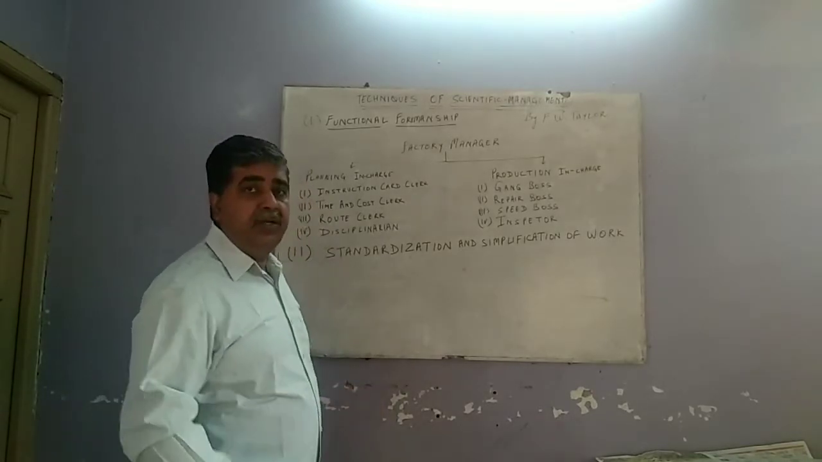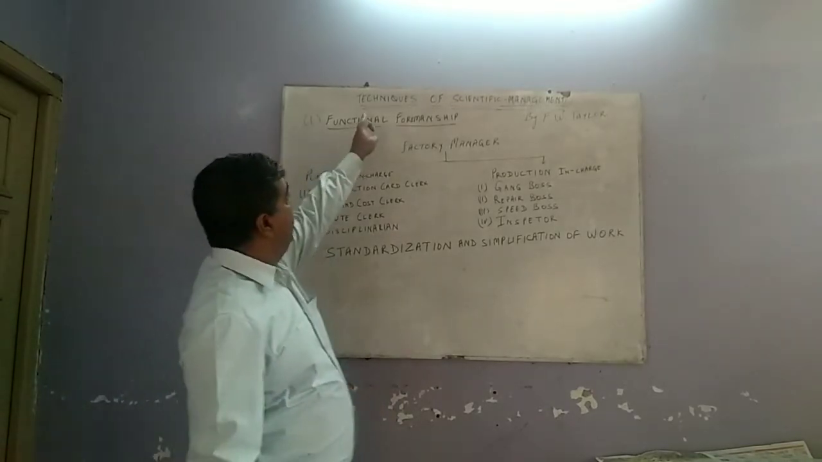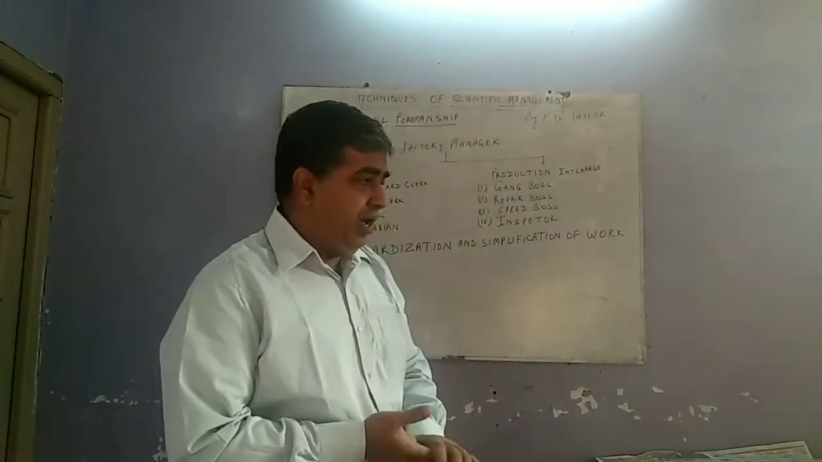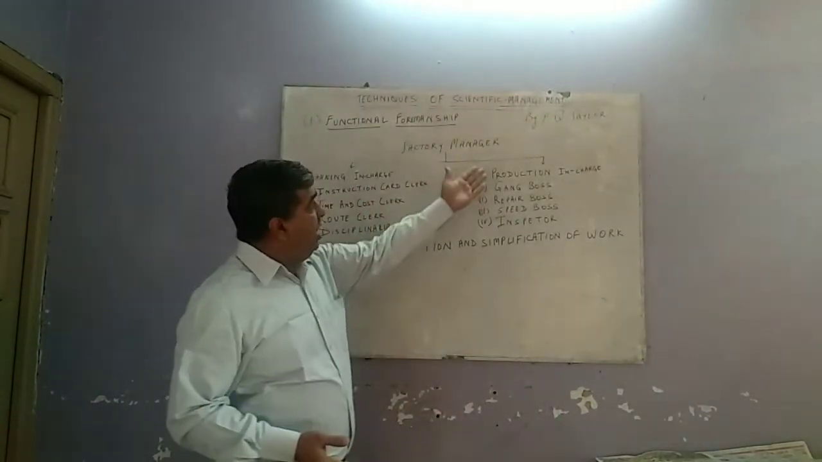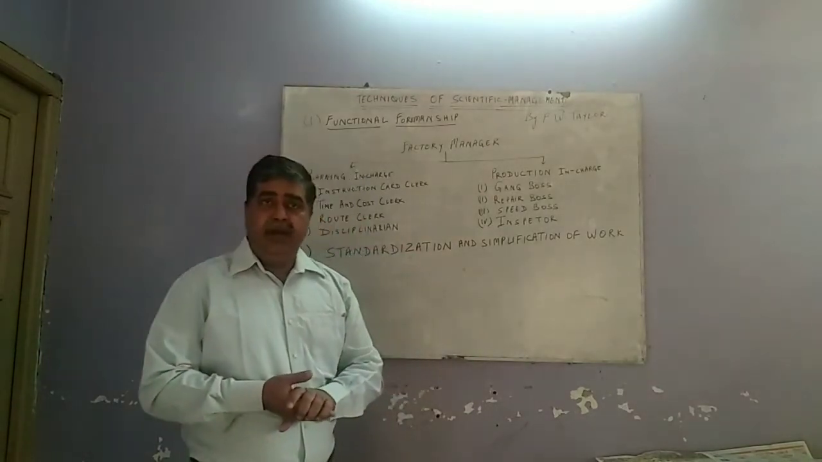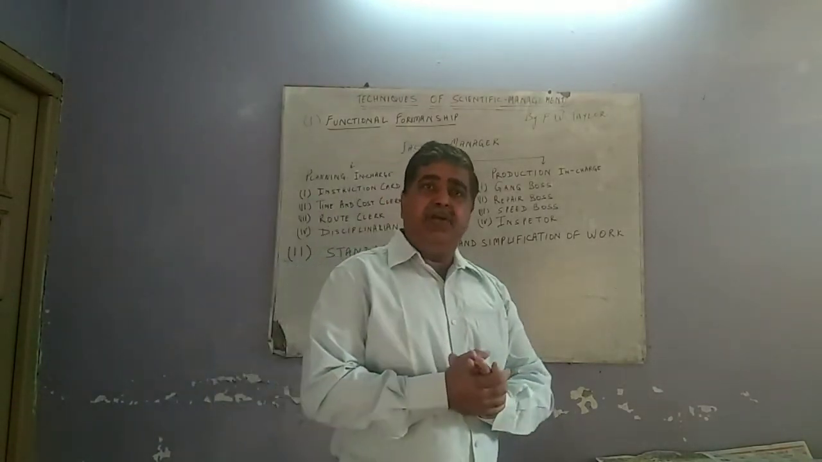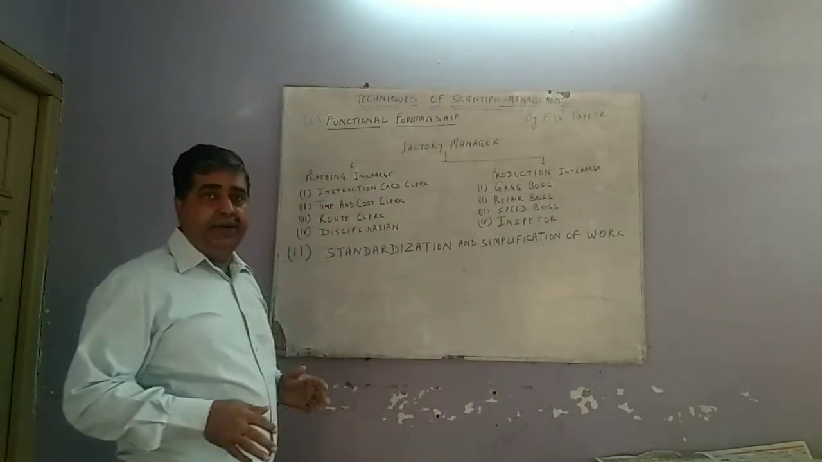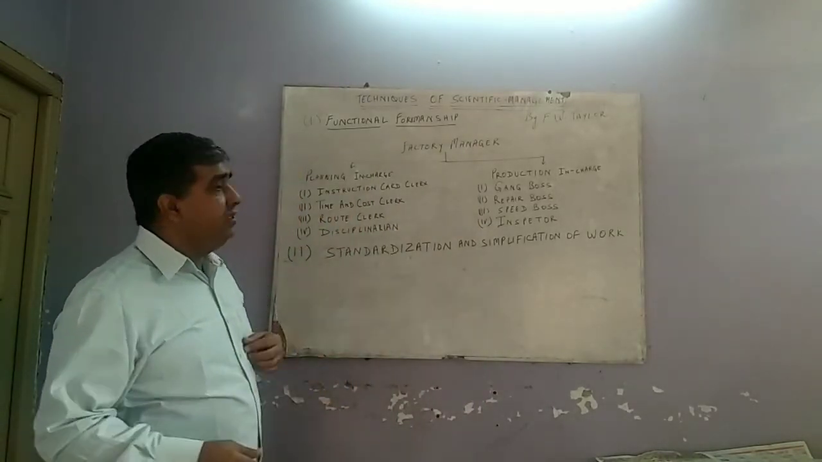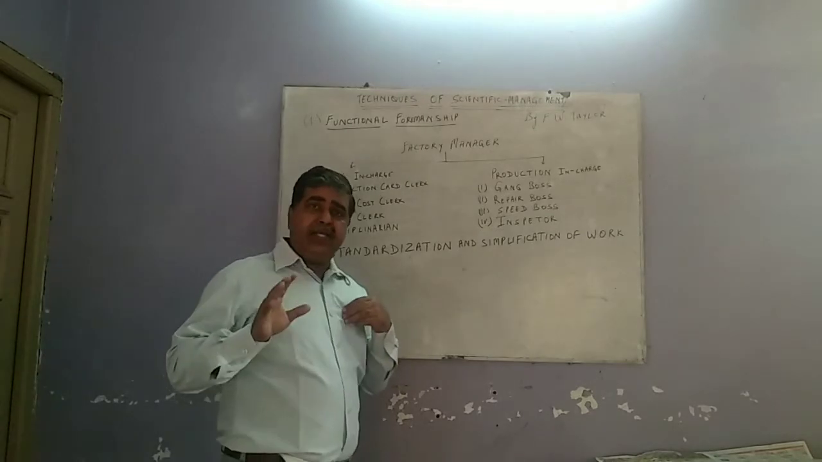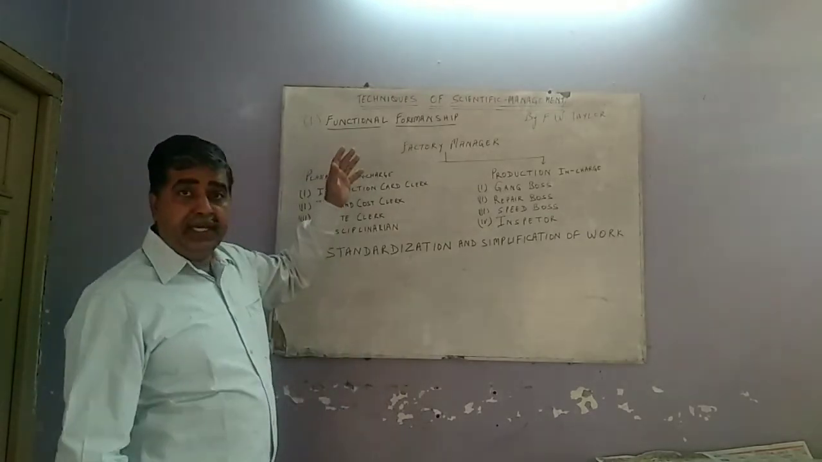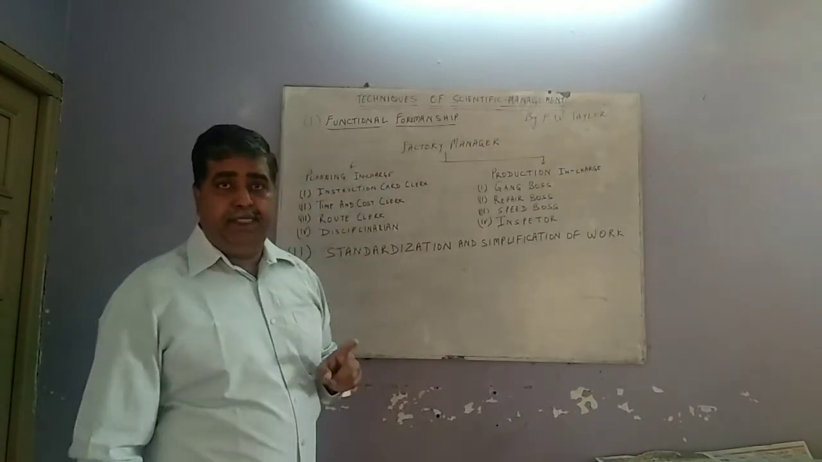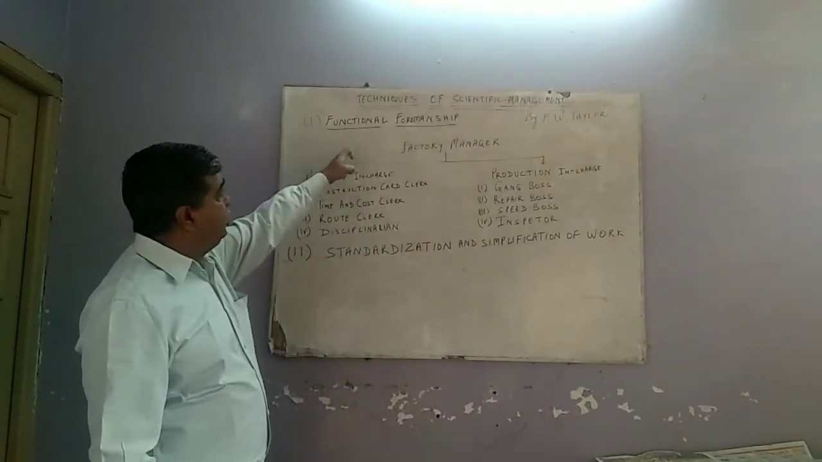Dear students, our today's topic is techniques of scientific management. These techniques are given by F.W. Taylor. Dear students, F.W. Taylor is also known as the father of scientific management. As far as these techniques are concerned, the first technique given by F.W. Taylor is functional foremanship.